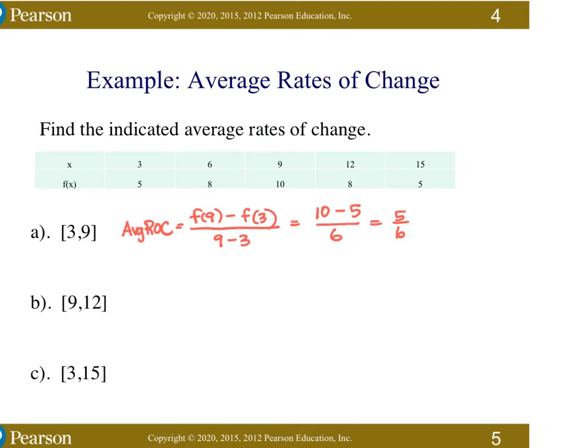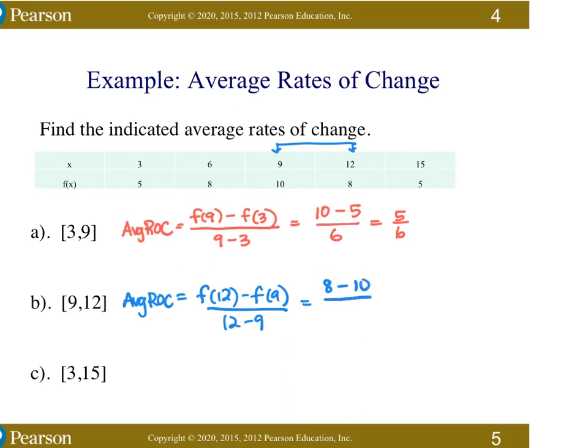For part B, we find the average rate of change between 9 and 12. So that's just between those two numbers. In that case, my average rate of change would be f of 12 minus f of 9 all over 12 minus 9. So f of 12 is 8, f of 9 is 10, over 12 minus 9 is 3. That's negative 2/3. So the average rate of change on that interval is negative 2/3.